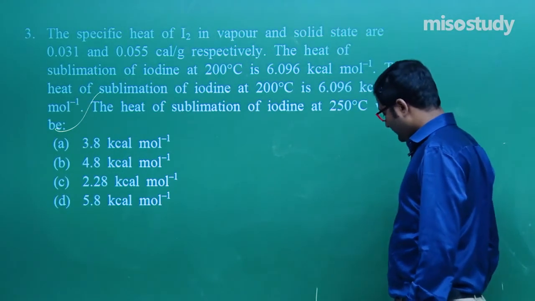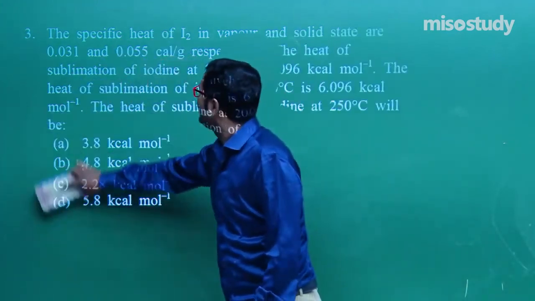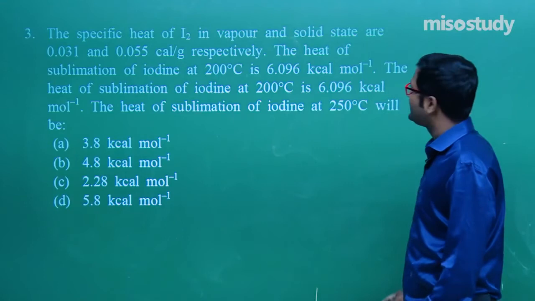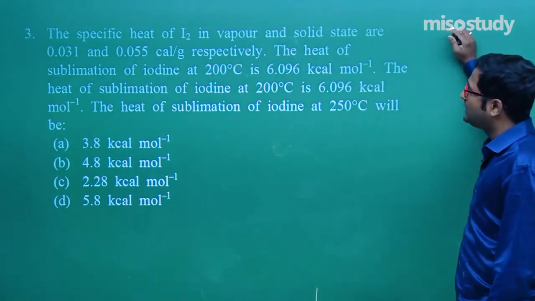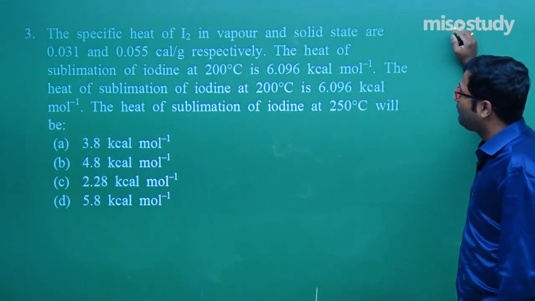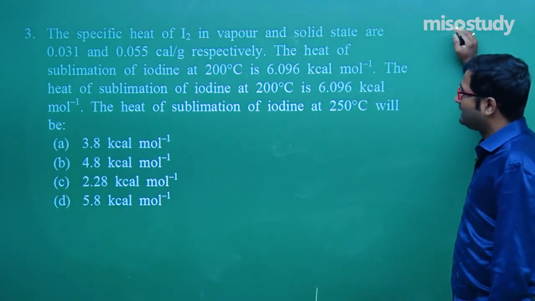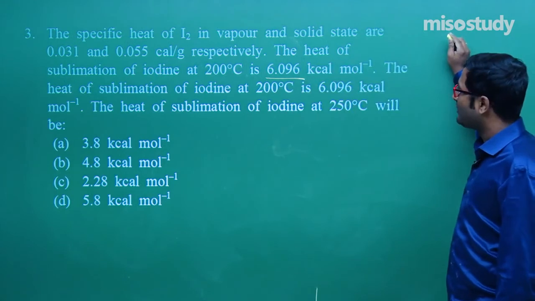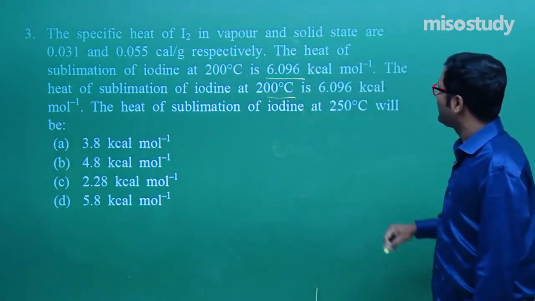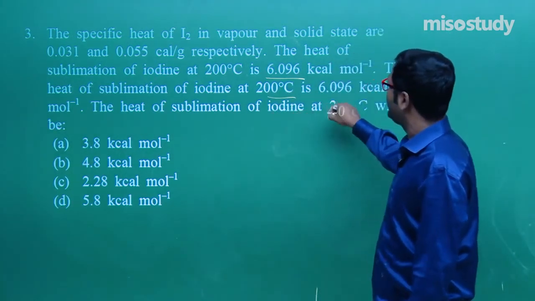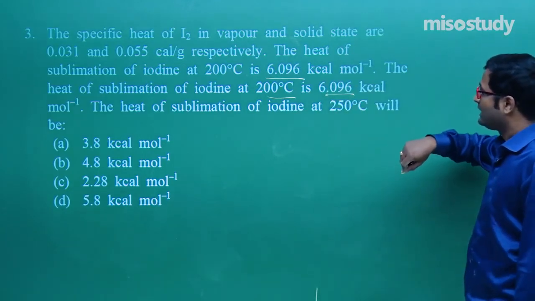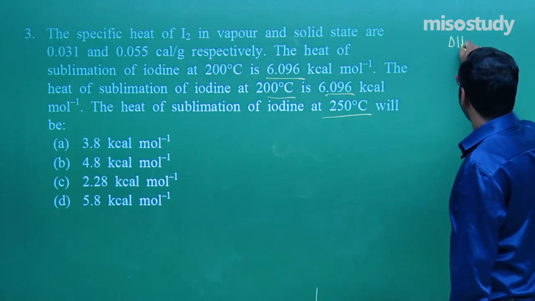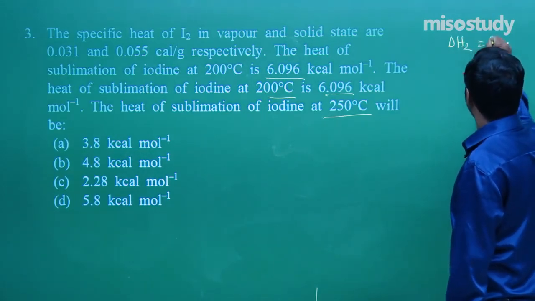Now, let's move to the next question. The specific heat of I2 in vapor and solid state are 0.031 and 0.055 calorie per gram. The heat of sublimation is given. Okay, the heat of sublimation here at 200 degrees Celsius. Okay, repeating the question. The heat of sublimation at 250 degrees Celsius. That is delta H2 we have to find.